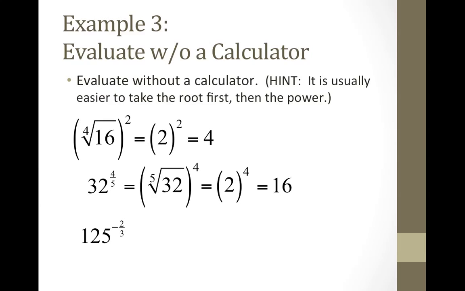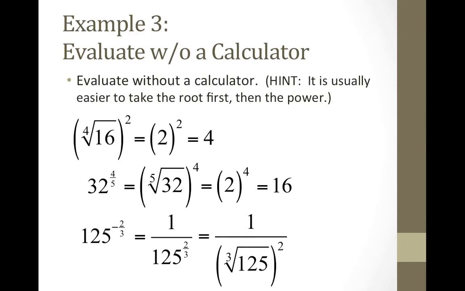In our next example, we have 125 to the negative 2/3 power. So we first need to realize that that negative 2/3 means it's 1 over 125 to the 2/3 power. Then we would want to think about taking the cube root of the 125. That's going to give us 5. Then we can square that, still all in the denominator, and that's going to give us 1 over 25 as our final answer.